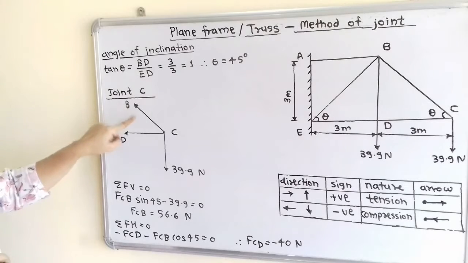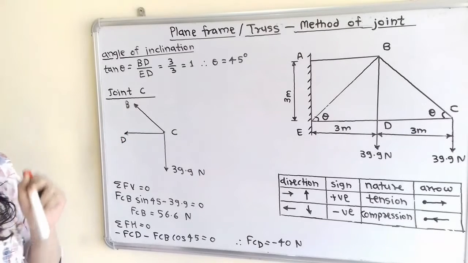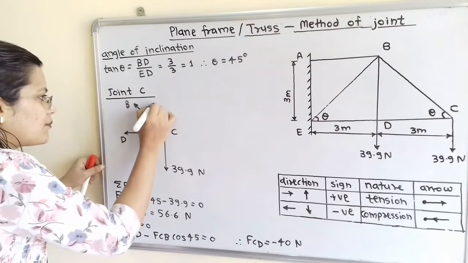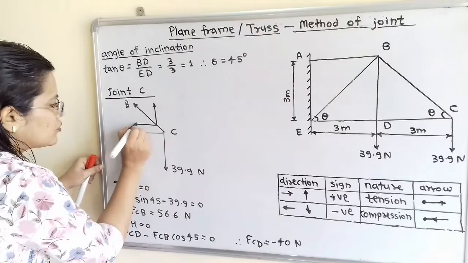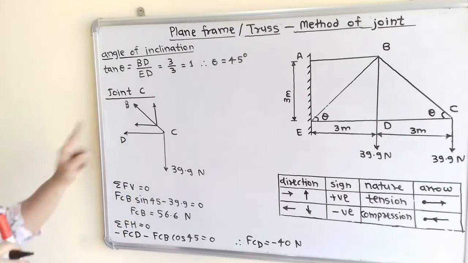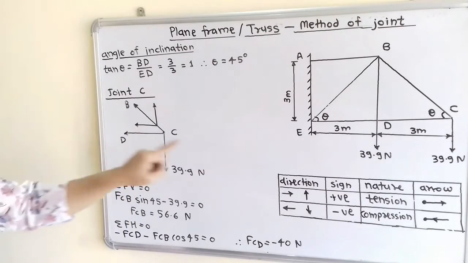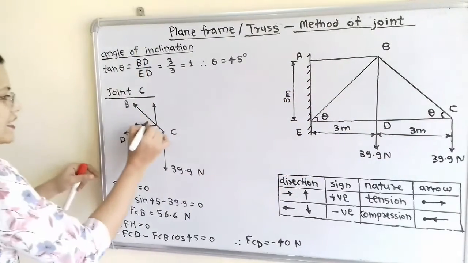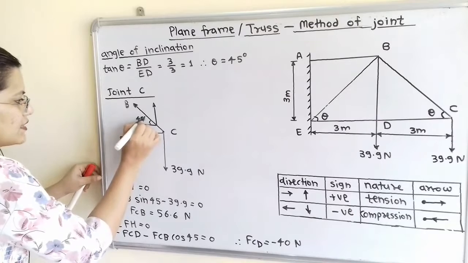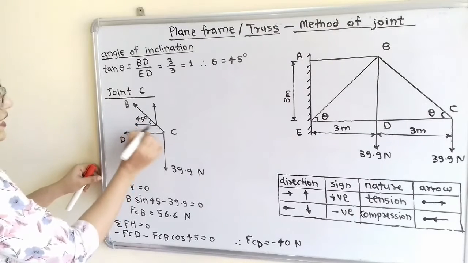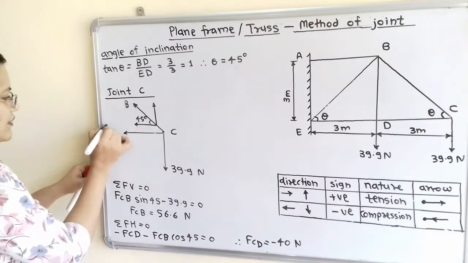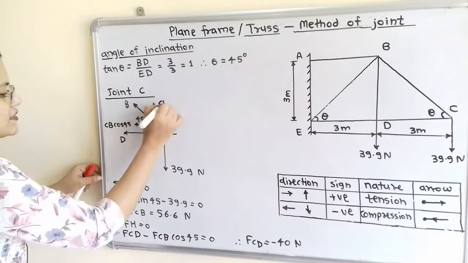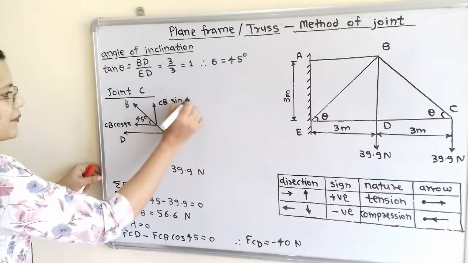Now if we observe, CB is the inclined force. So I will resolve this into two components: one is the vertical component and the other is the horizontal component. Now how to find this? We know that the angle made by CB with the horizontal is theta, which is equal to 45 degrees. So how will we show this? That is CB cos 45 for horizontal, and for vertical CB sin 45.